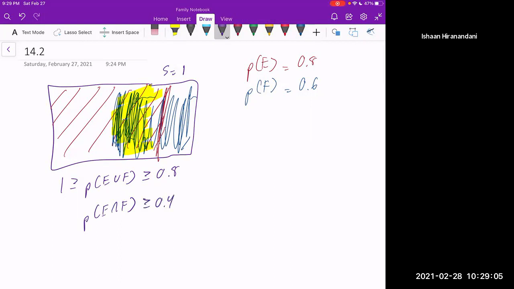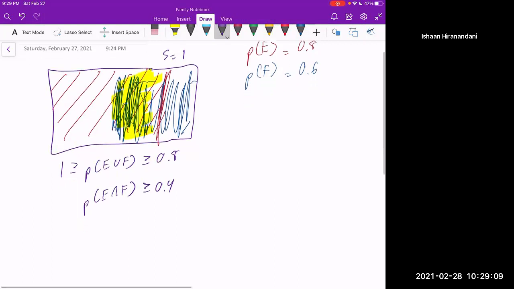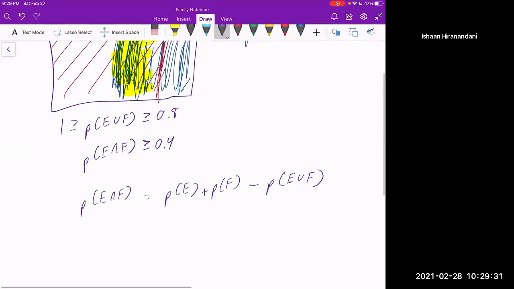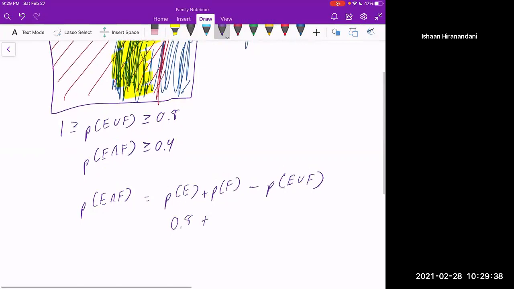Now, how can we represent that slightly more mathematically? Well, remember that the probability of E intersect F is equal to the probability of E plus the probability of F minus the probability of E union F. And so we know that the probability of E is 0.8 and the probability of F is 0.6.